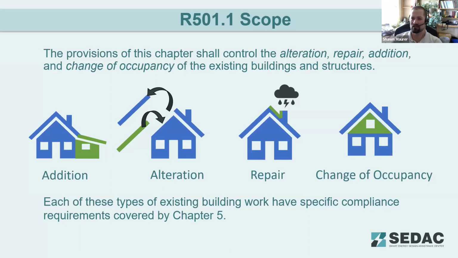Alterations are where you're taking a component of the building, changing out for a new type of system, but you're not maintaining the pre-existing condition, which is where we get to repairs. Repairs generally are you're repairing the building and putting it back to its pre-existing condition to correct for damage that was done or to maintain the building.